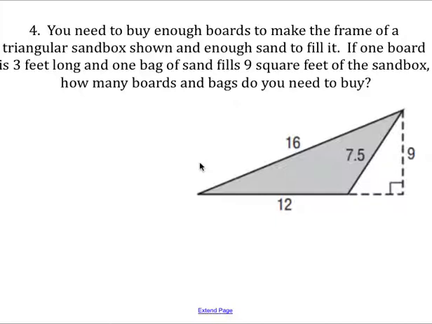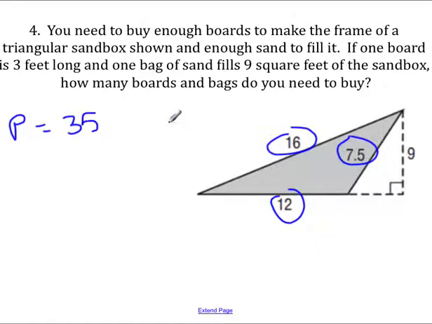Well, in order to figure out how many boards we need, we need to figure out the perimeter. So to get the perimeter, we are going to add up all of our sides. We're going to take 12 plus 16 plus 7.5. So the perimeter, when you add all of those up, is 35.5 feet. So to go all the way around our sandbox, we need 35.5 feet.